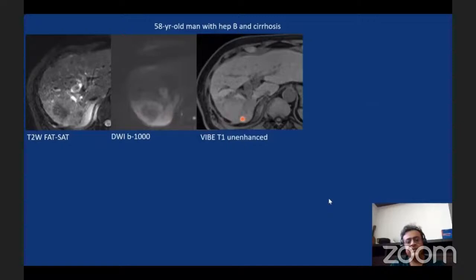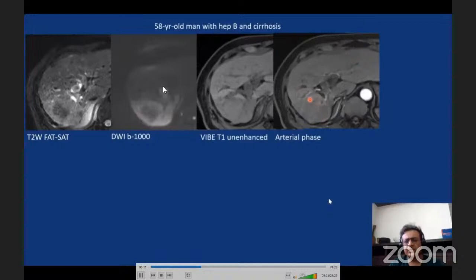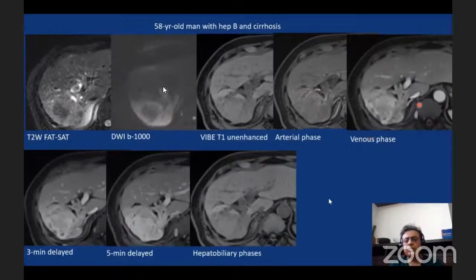On T1 weighted images, this mass is hypointense. In the arterial phase, there is barely any enhancement in the mass, but there is some very mild heterogeneous enhancement. In the venous phase and the delayed phases, there is progressive and denser enhancement in the mass, as well as in this component which is extending here. There are ancillary features here. The duct is dilated here, and there is capsular retraction.